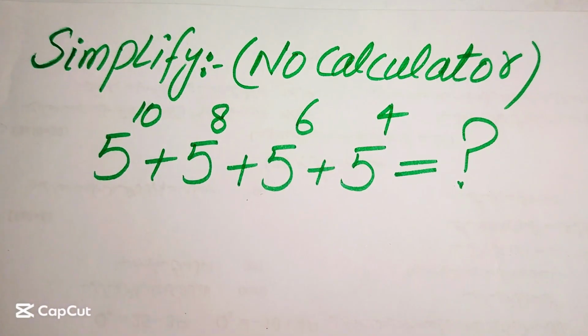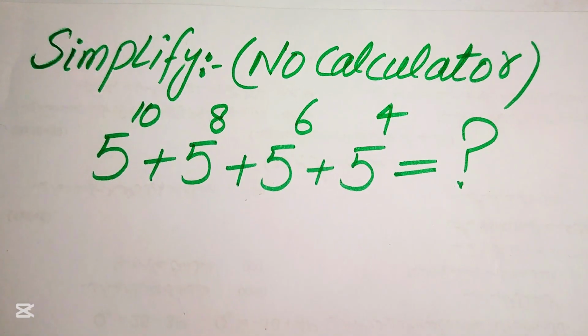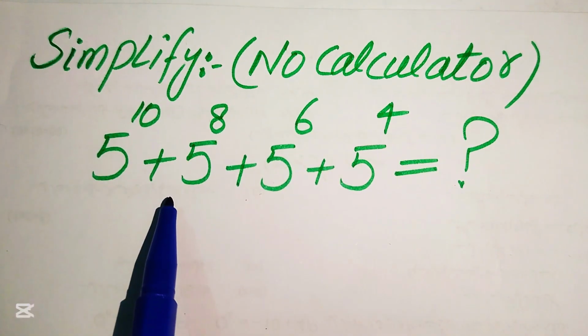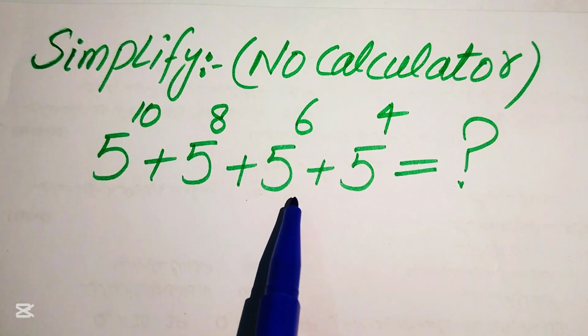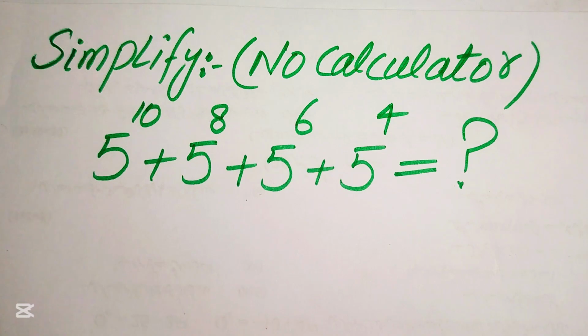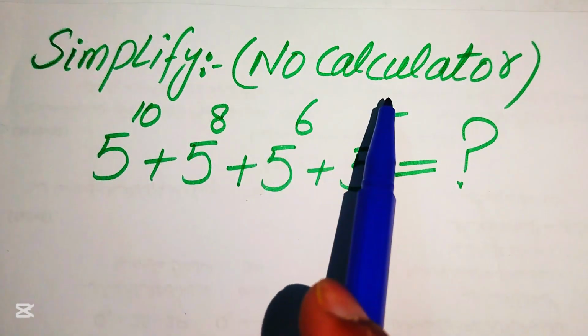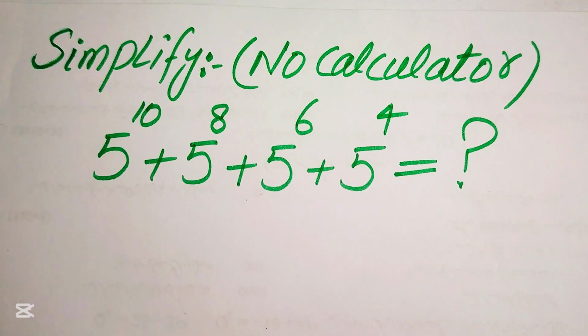Hello everyone, how to simplify this nice algebraic expression if we have 5 to the power of 10 plus 5 to the power of 8 plus 5 to the power of 6 plus 5 to the power of 4. So we write this algebraic expression into the simplified form. Remember one thing: a calculator is not allowed in this problem. We will show all of the working on this paper.